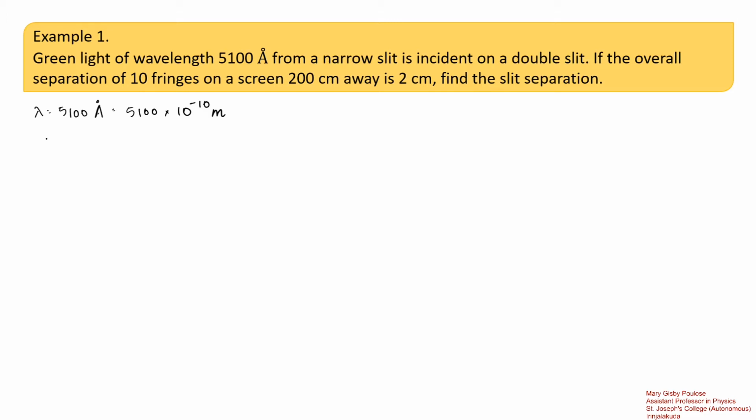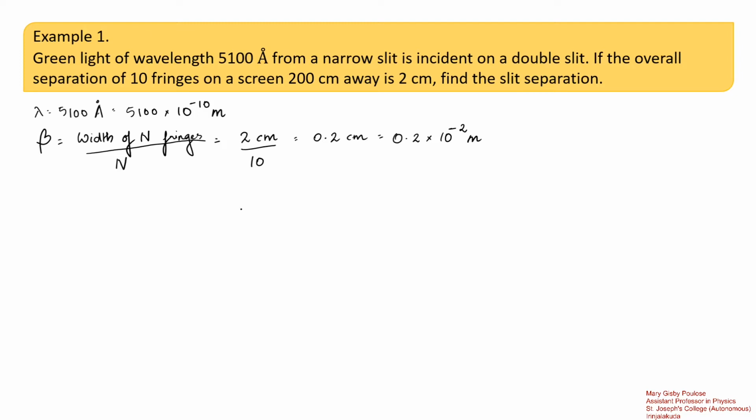Okay. So here I have the expression for fringe width beta. Beta is written as width of n fringes divided by number of fringes n. So here it is 2 centimeters divided by 10, that is 0.2 centimeters. In meters it can be written as 0.2 into 10 raised to minus 2 meters.